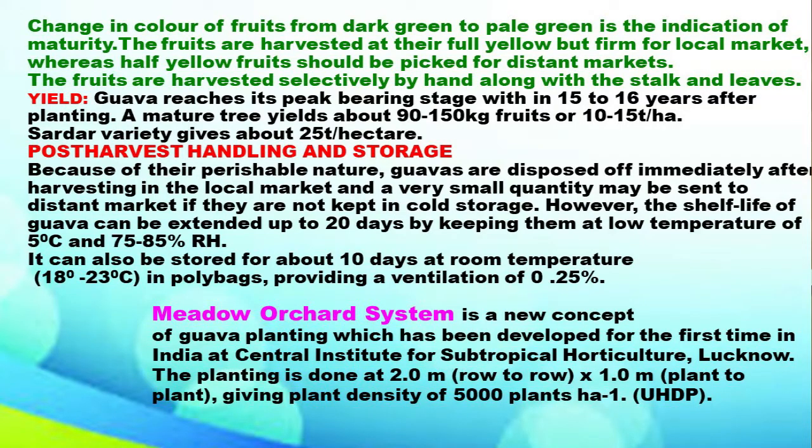One term is very pertinent with guava: the meadow orchard system. It is a new concept of guava planting which was developed for the first time in India at the Central Institute for Subtropical Horticulture, Lucknow. The planting is done at 2 meters row to row and 1 meter plant to plant, giving a plant density of 5,000 plants per hectare. It is a type of ultra high density plantation.